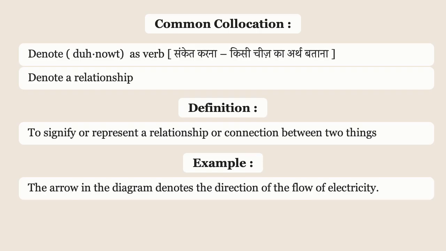Denote a relationship. Definition: to signify or represent a relationship or connection between two things. Examples: the arrow in the diagram denotes the direction of the flow of electricity.